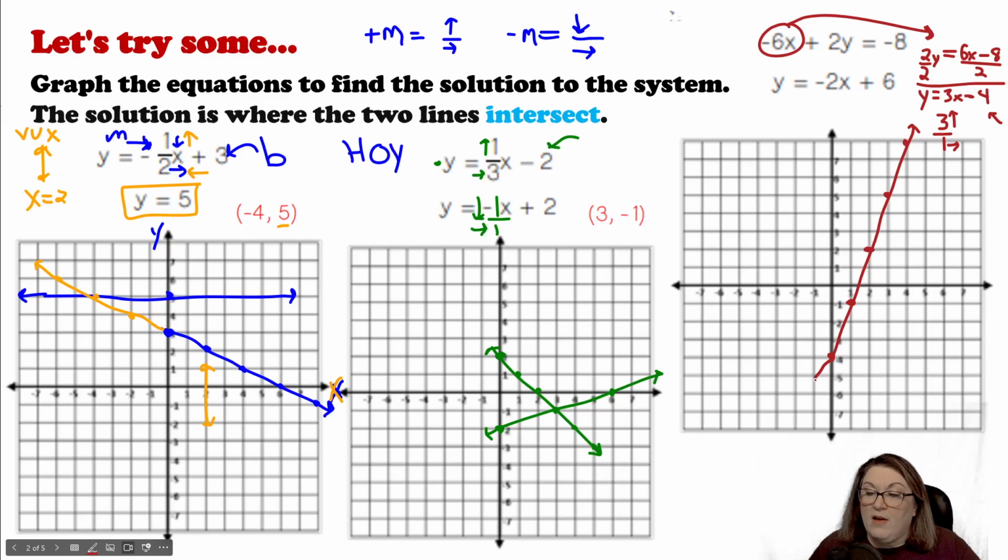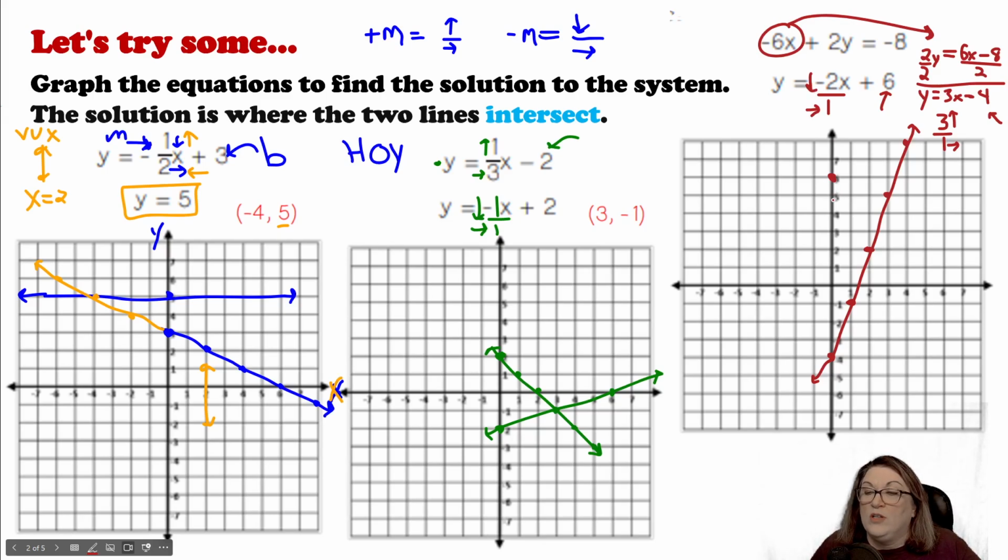All right, now the second equation, we're beginning at this b, which is +6, and it's way up here, that point there on the y-axis. And then our slope here is negative 2 over 1.